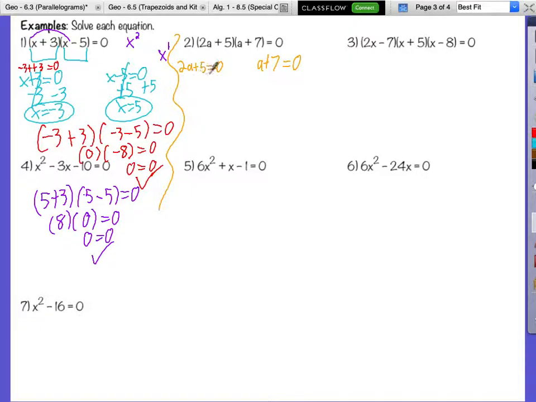So how do we solve 2a plus 5 equals 0? What would be our first step here? Subtract 5, get rid of that 5. And so we have 2a is equal to negative 5. Now what? Divide by 2. Hey, does negative 5 divide evenly by 2? No. But what we can do is we can just write that, can't we? We're fine with improper fractions in here. We're okay with that. So this would be one of our answers.